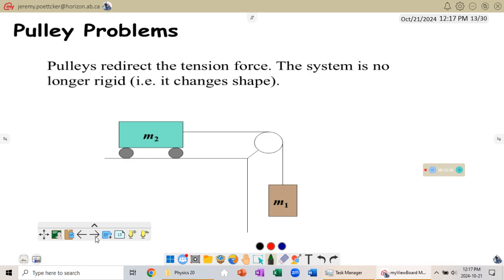All right, moving on. Pulleys. Pulley problems make this a little bit more interesting. Pulleys are used to redirect the tension force. In a pulley problem, the system is no longer rigid, which means that it can change shape.